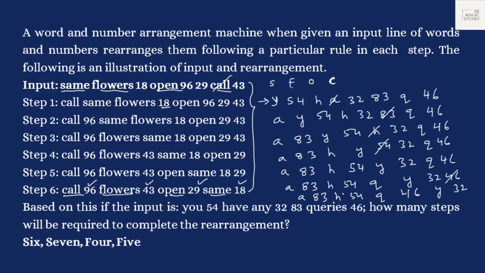Now, no more step needs to be worked on, because we can see that A, H, Q, Y in odd position are arranged in alphabetical order. 83, 54, 46, 32 at even position are arranged in descending order. So how many steps have we run? 1, 2, 3, 4, 5, 6. So we need 6 steps to complete the rearrangement of the input given to us. Option A is the pick.